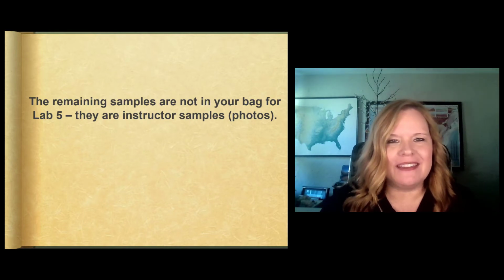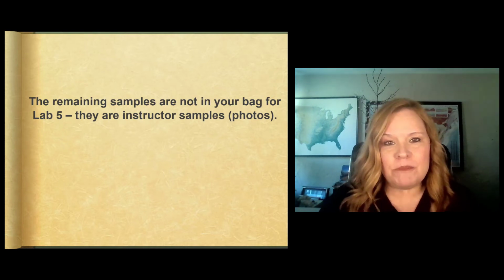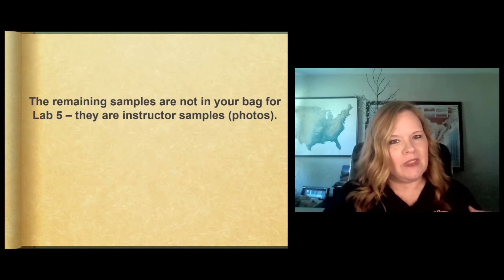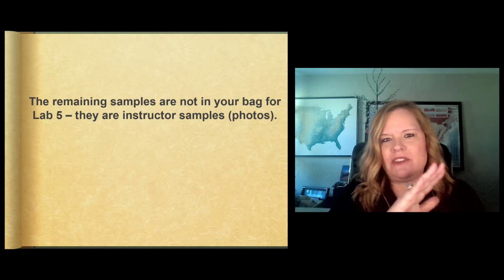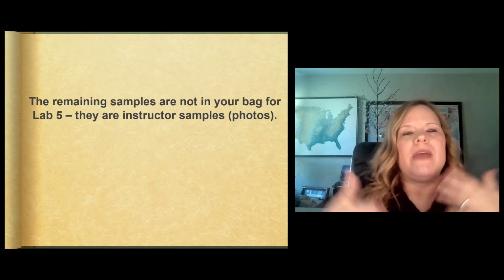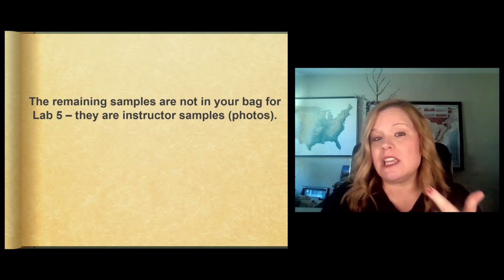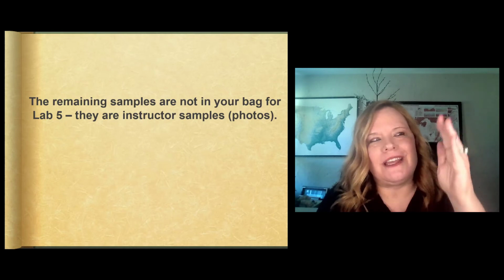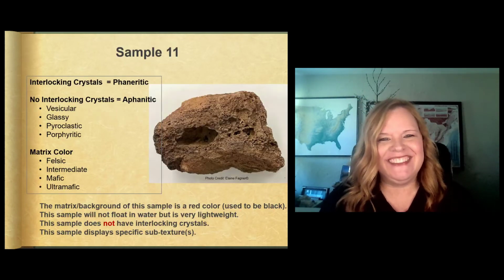Alrighty, welcome back. So it's time to do the remaining samples, and these are pictures. So I'm going to help you do them, but now you kind of got to apply that. Okay, I'm going to look for interlocking crystals, and then once I determine if it's phaneritic or aphanitic, then I'm going to look at the color. And I'm going to help that drive my decision making in order to determine if it's felsic, intermediate, mafic, or ultramafic. And then that aphanitic versus phaneritic tells us which specific rock group it falls in. Okay, I'll help you along the way.